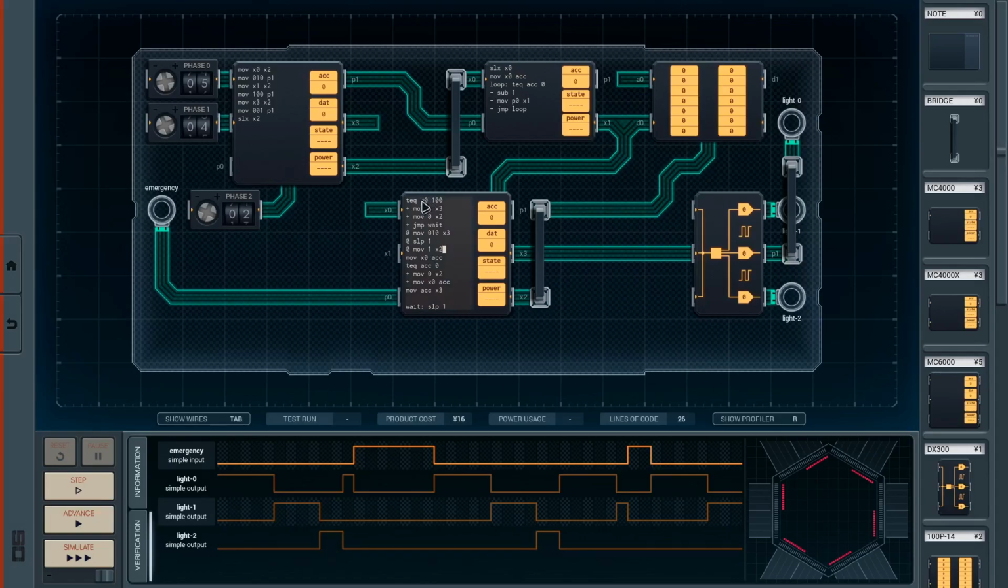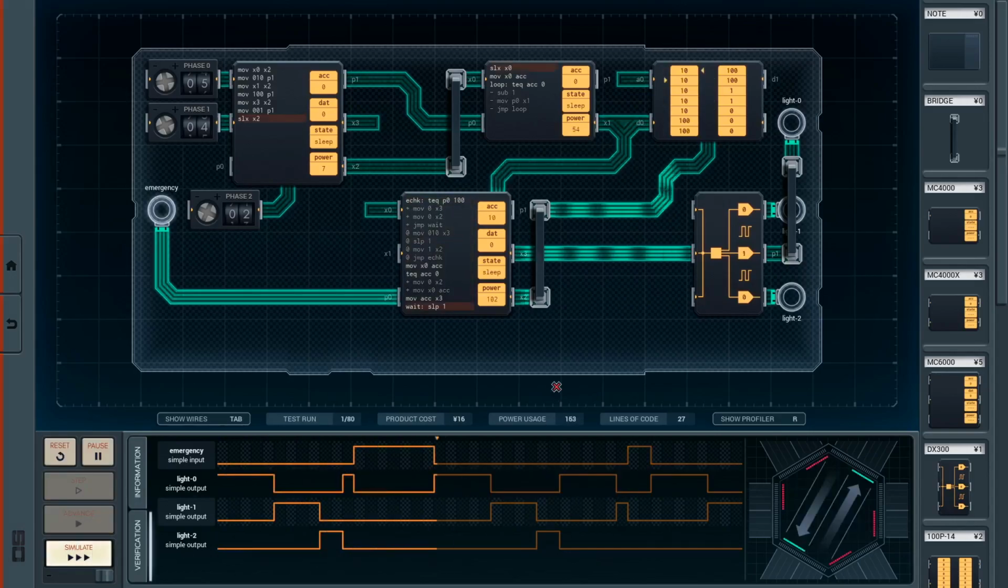Ah, so I need to rerun the emergency check here. At jump echeck. So yeah, that became necessary when this init code didn't immediately precede this. Okay, that should work.